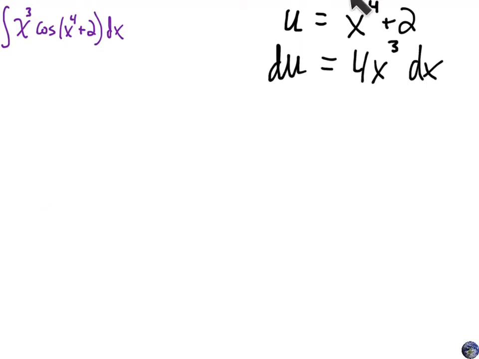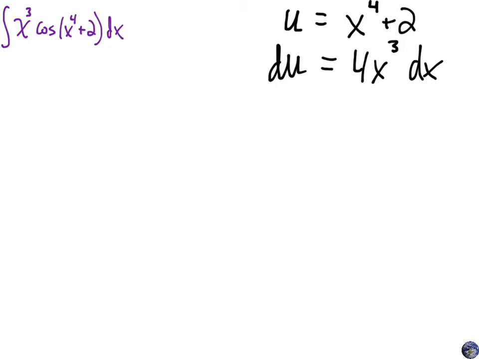cubed dx. One way you might be used to seeing this is back from the very start of Calc 1 when we were doing derivatives, we would say du dx, or du over dx, is 4x cubed, but now we're thinking of it in terms of differentials. So we just say du is 4x cubed dx. It kind of looks like you multiplied the dx over. Not exactly what was going on, but it's a good mnemonic.